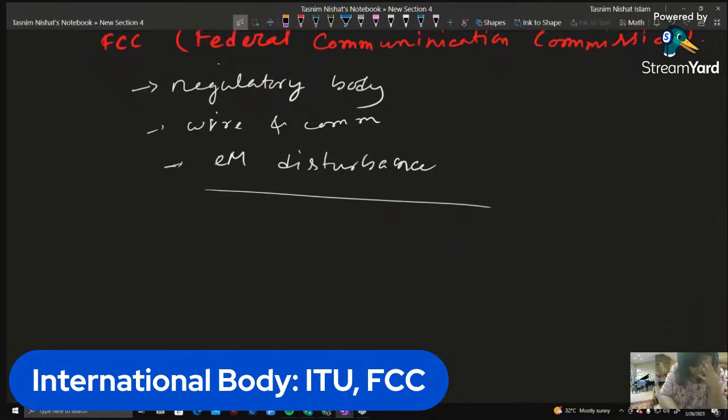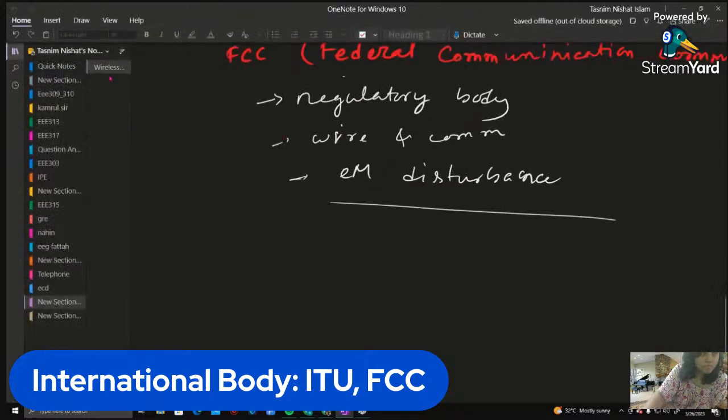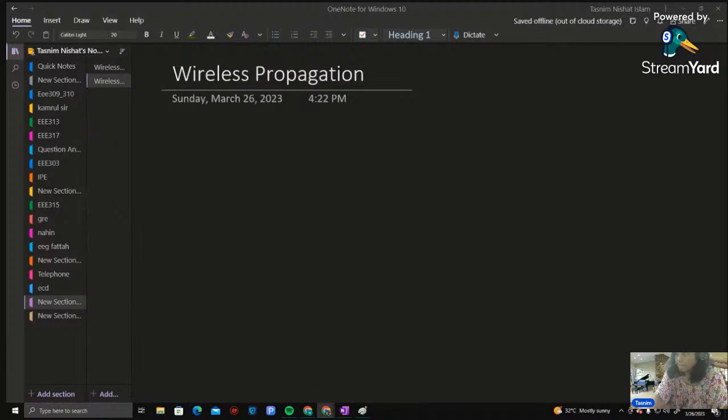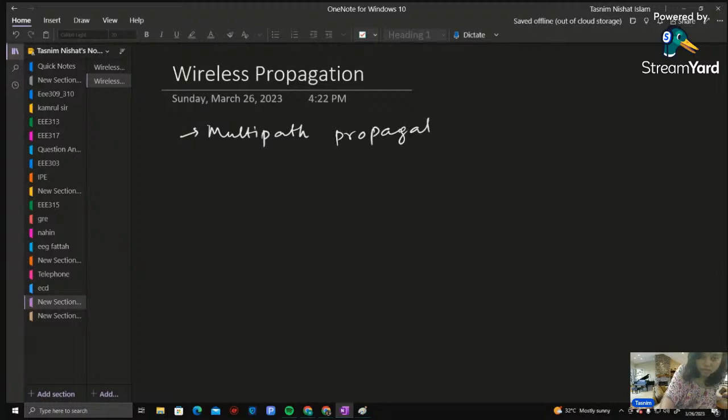Okay, so now wireless communication. Now we will learn about wireless propagation, and in wireless propagation we have multi-path propagation and ray tracing.